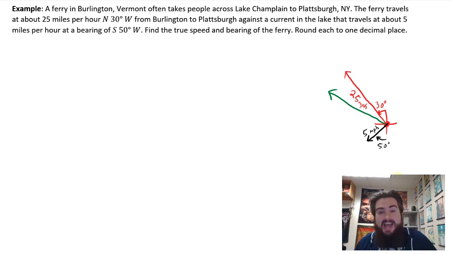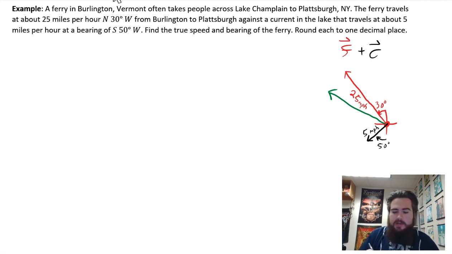Our goal here is to add our two vectors. F is what I'll call this, and we're going to add that to the vector C for current. So those are the variables I'll use here, F and C. But we need to figure out what F and C are in component form. Keep in mind that we can write a vector in component form by considering its magnitude as well as its direction. Thankfully, we already know the magnitude of both of these vectors.